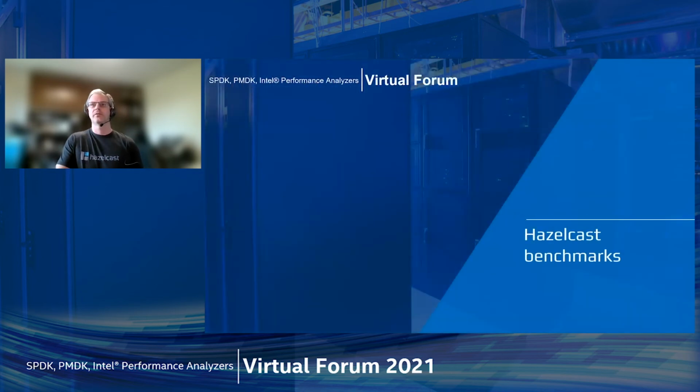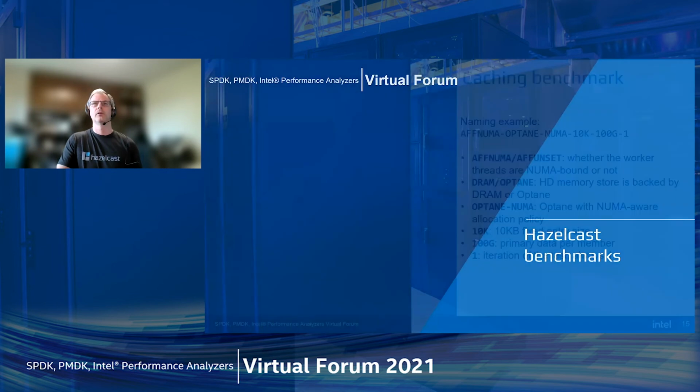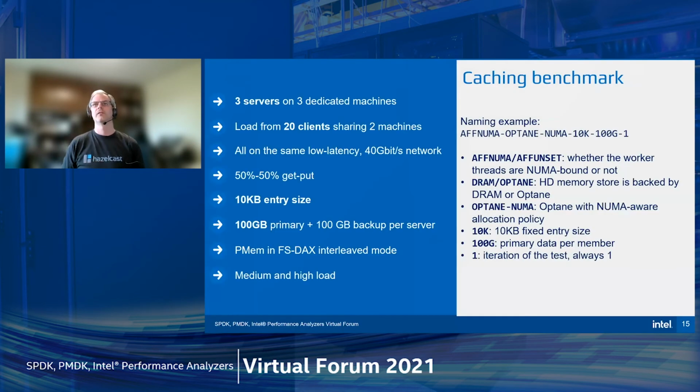So I brought some benchmarks to this presentation. This is a caching benchmark, which was executed on 3 servers running on dedicated machines. The load was provided by 20 clients, and these 20 clients were sharing 2 machines. The clients and the servers were all connected with a low latency and high bandwidth 40 GB network.